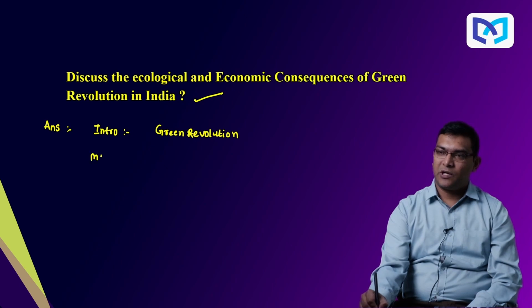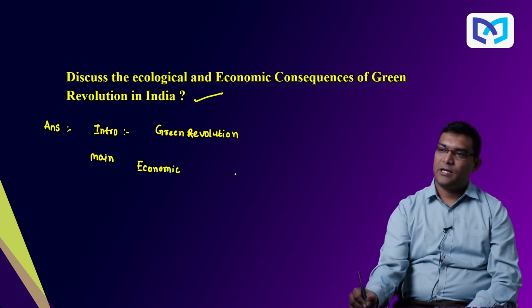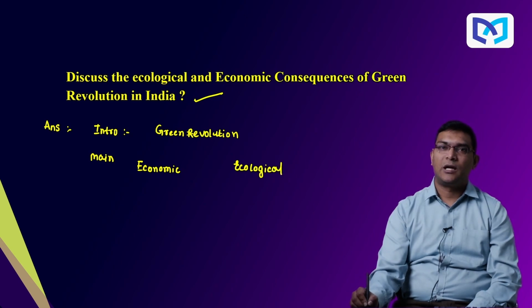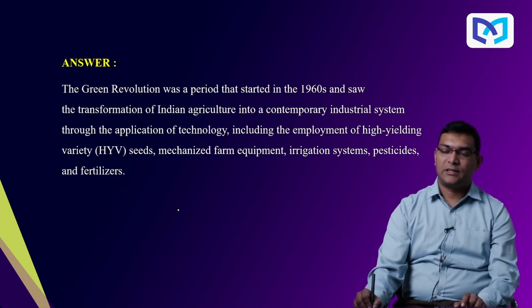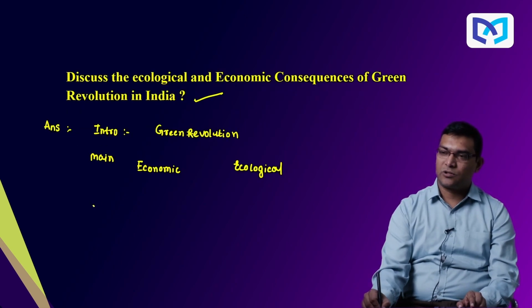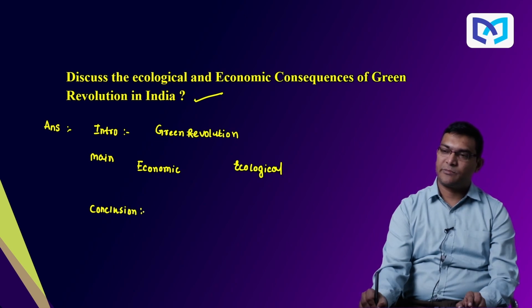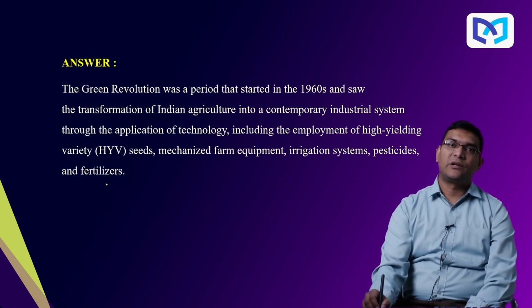Then in the main body, just write about the economic and ecological consequences. That is 2. Then in the conclusion, you can write the conclusion. Okay, so first we will discuss this Green Revolution.